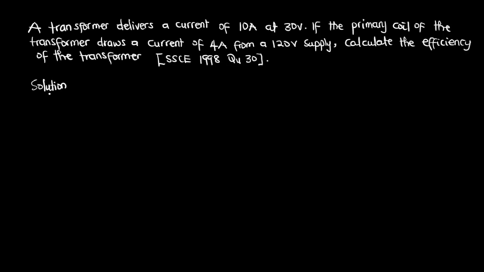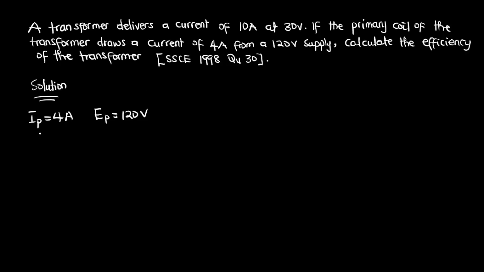Right, so if you're watching this video, I believe you've already watched either the first part or the second part of our transformer videos, and you've seen how we solve problems like this, and you know the formula, right? So here we have a transformer that delivers a current of 10 amperes at 30 volts, right? We were told that the primary coil of the transformer draws a current, so it means the current in the primary coil, which is IP, is 4 amperes from a 120 volt supply. So the voltage supply, which is EP, is 120 volts, right?